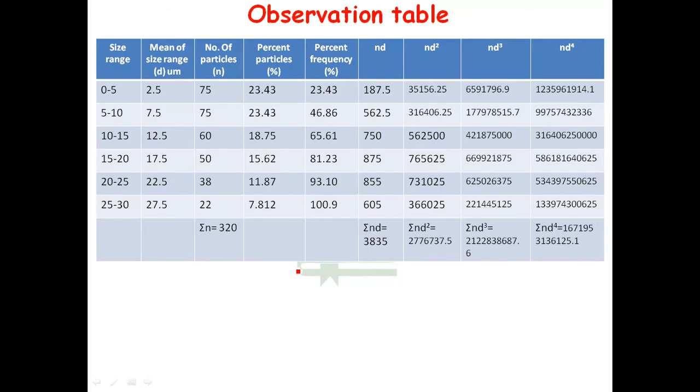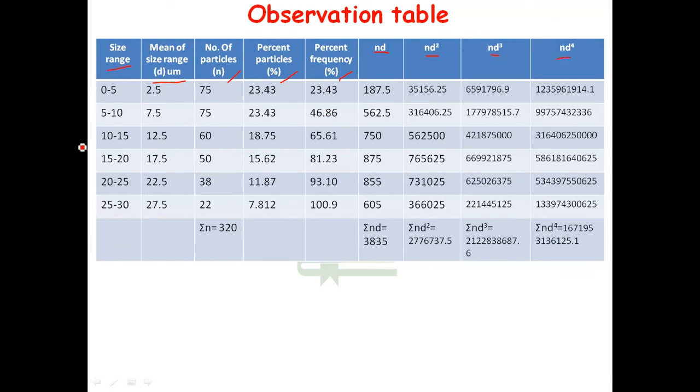Now we will see the observation table. The observation table consists of the size range, mean size in micrometers, the number of particles which you have counted, percent particles, and percent frequency. Then there is ND, the number of particles multiplied by the mean size, and its square, its cube, and raised to the power of 4.